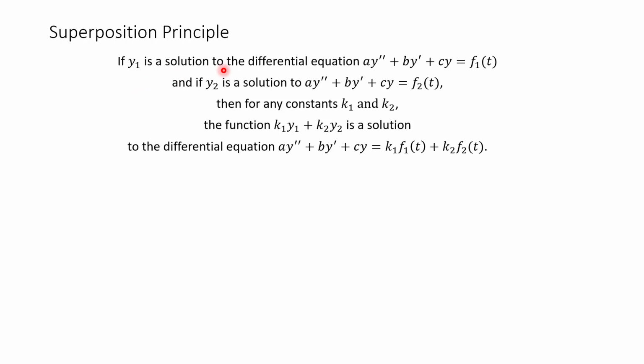If y1 is a solution to our second order differential equation and y2 is a solution to this second order differential equation, notice what they equal. It's different terms over here. We call this one f1, this one f2. Then for any constants k1 and k2, the functions, those constants times these solutions, so k1 y1 plus k2 y2, the sum of those two is a solution to our differential equation if it equals a combination of those two terms, those two non-homogeneous terms.